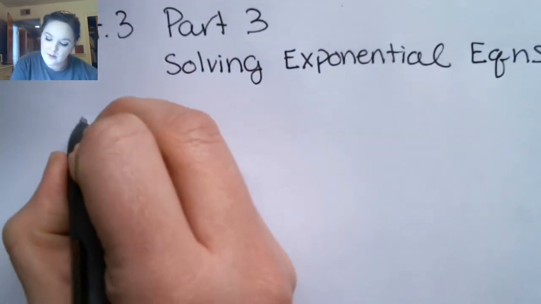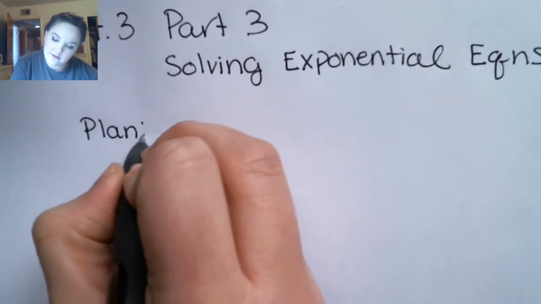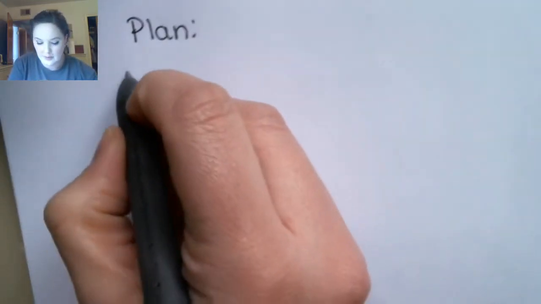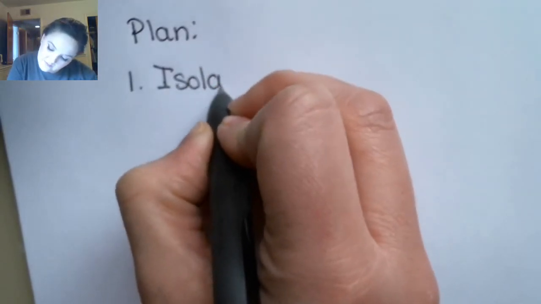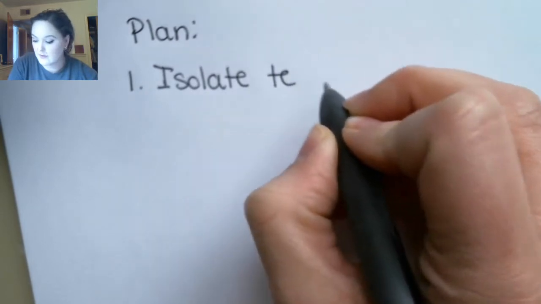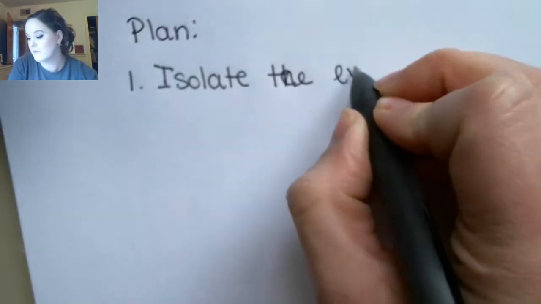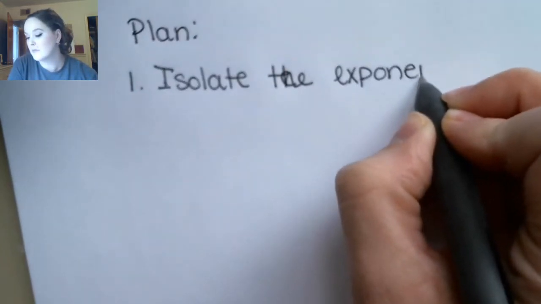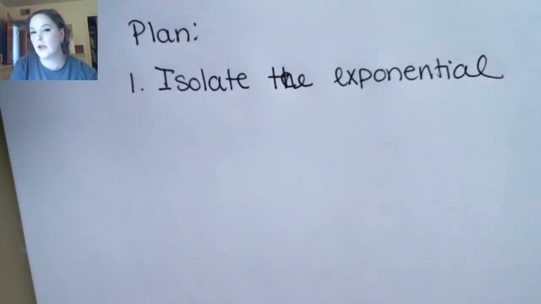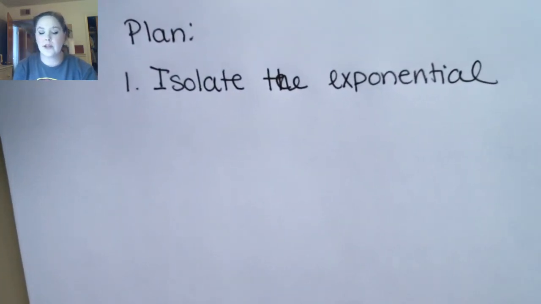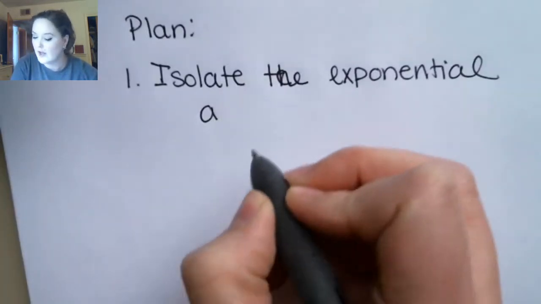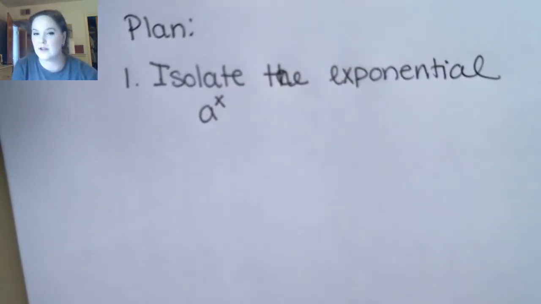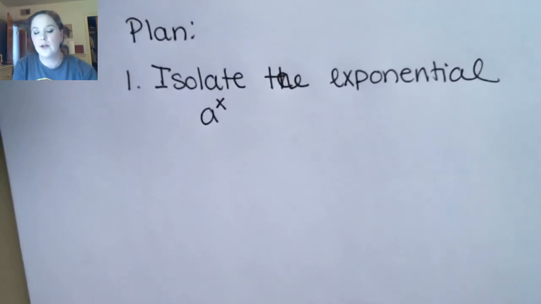Okay, so let's talk about the plan for how you do this. The first step is to isolate the exponential. Remember, what makes something an exponential is that you have a numerical base, and then you have a variable in the exponent.